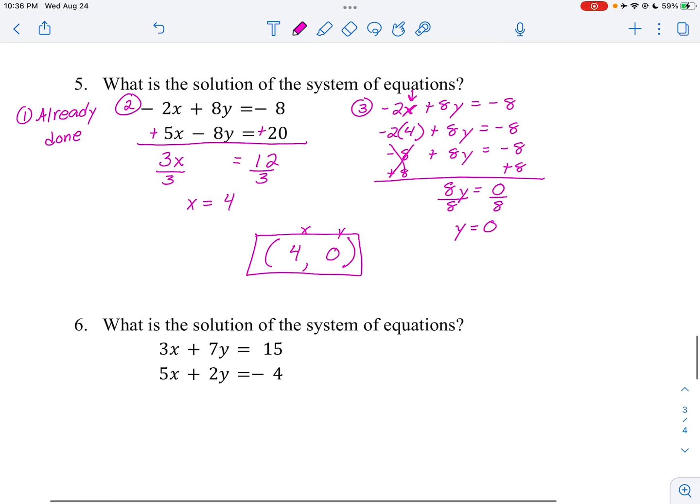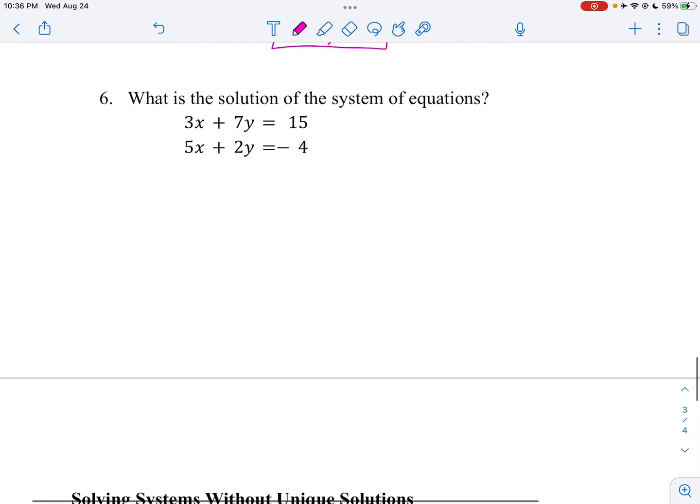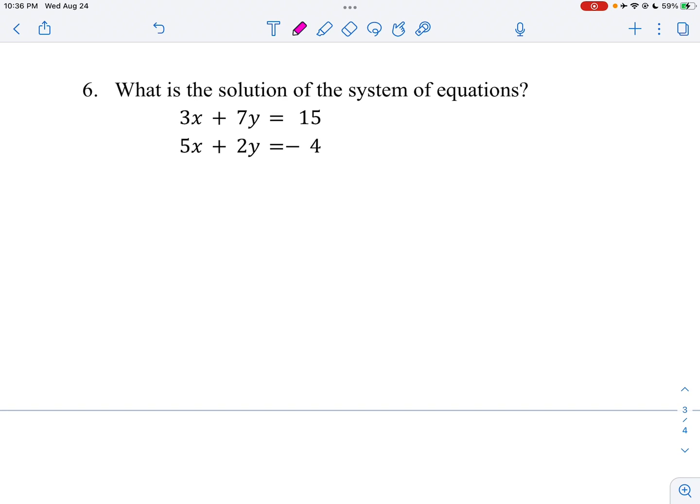All right, so then let's do one more of these, and then we'll look at a couple special cases. All right, now for this one, the solution of the system of equations, we're going to have to do a little bit more work here, because if we look at the x's, we've got 3 and 5, those won't cancel.